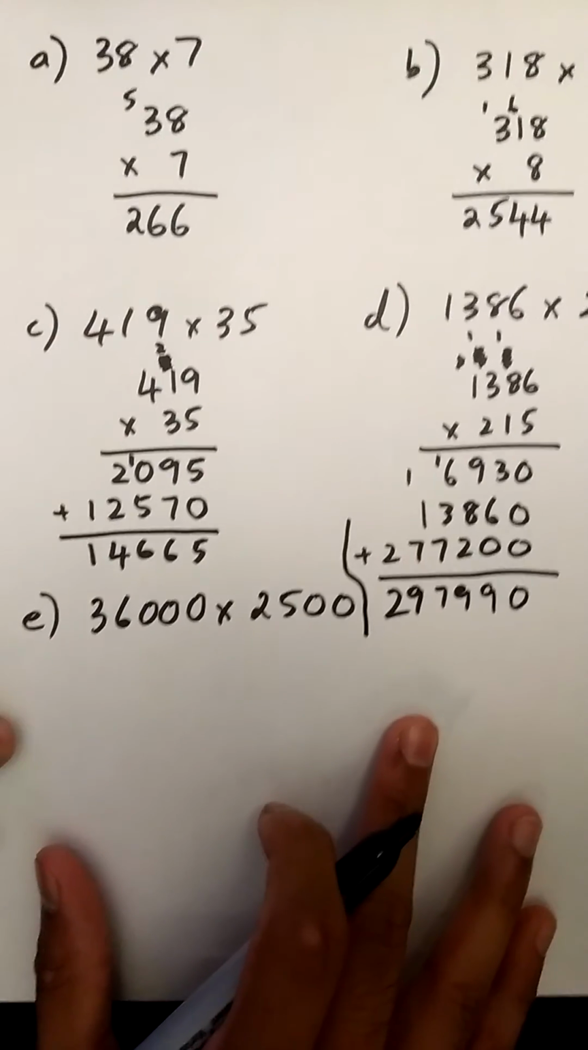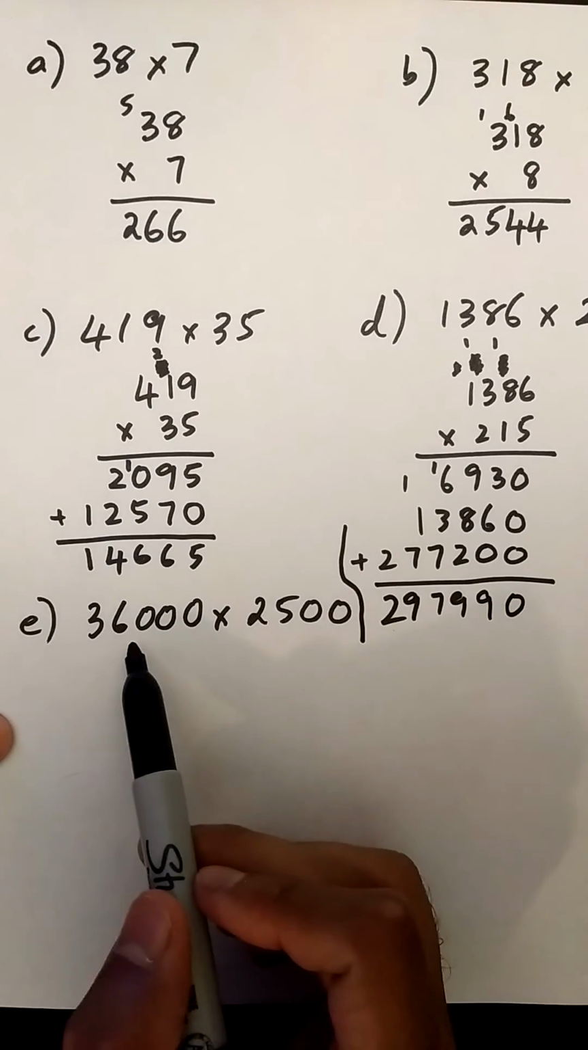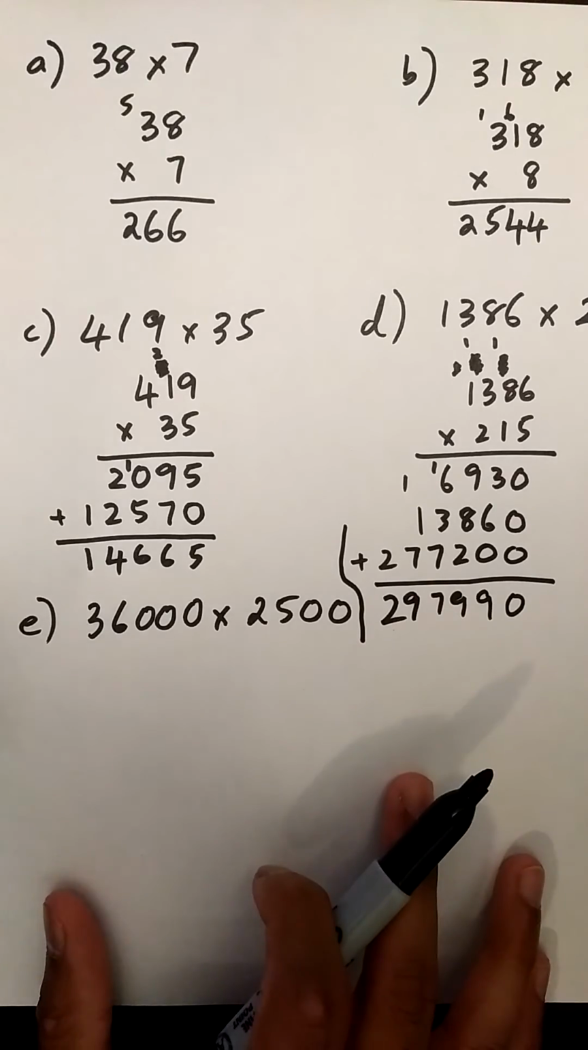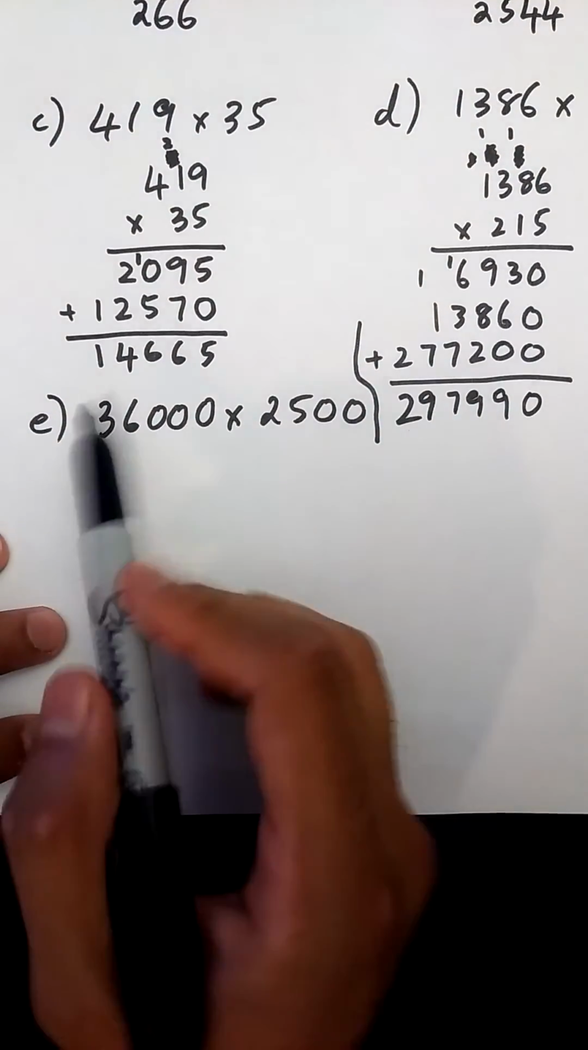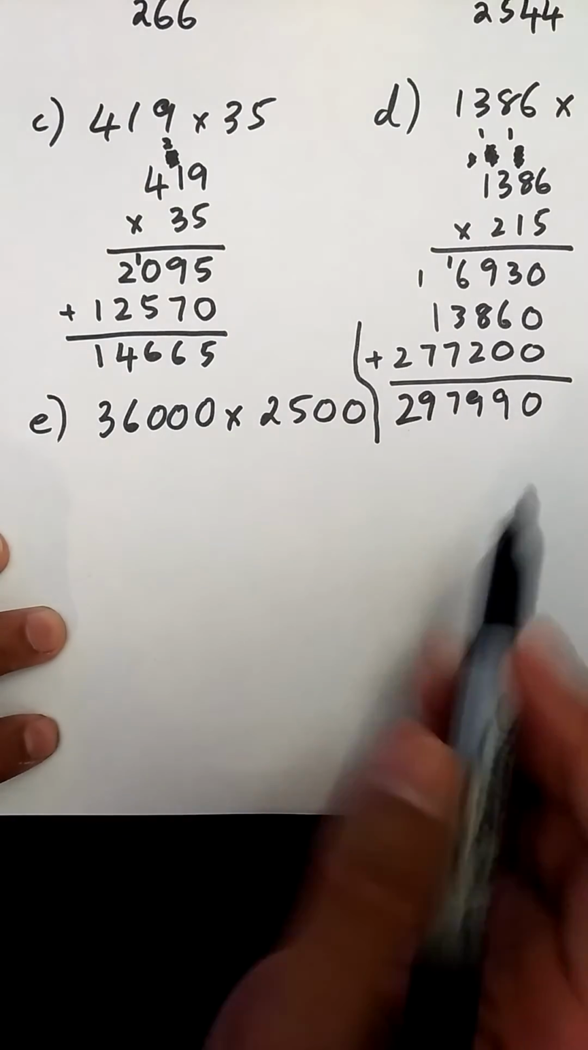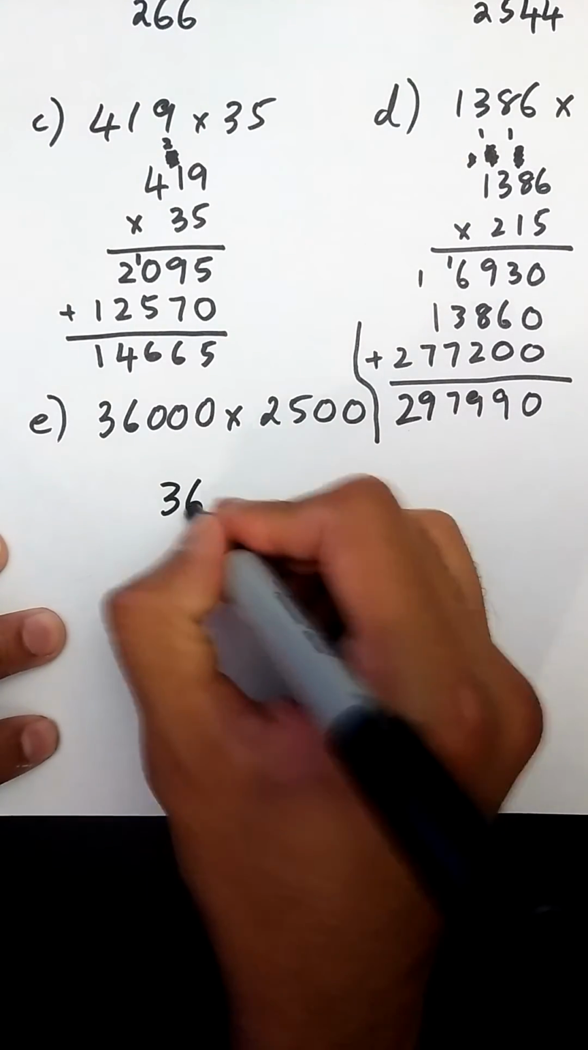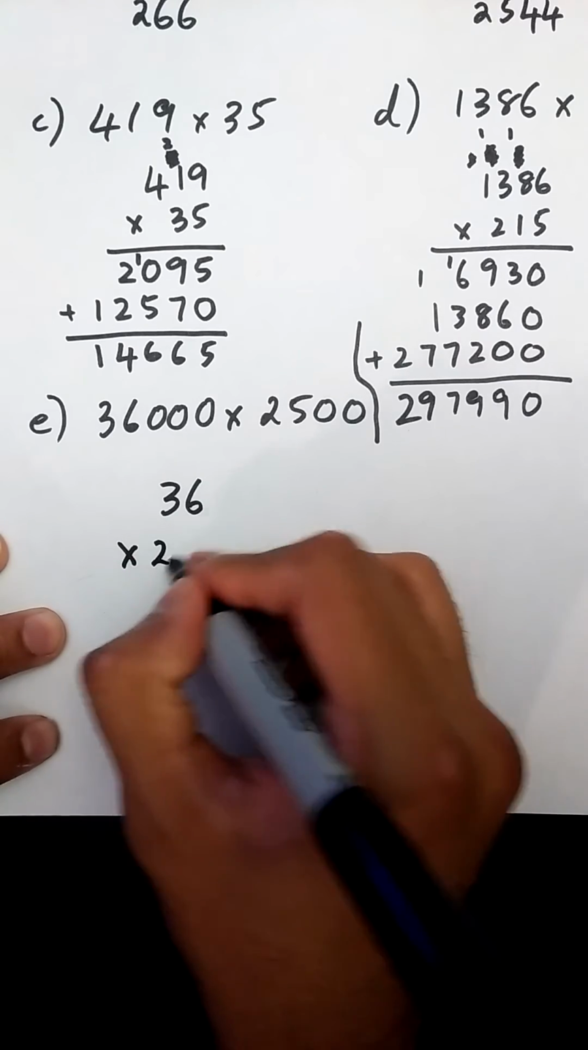Last question, part E over here. What you notice in part E is there are a lot of zeros at the end of this question. When you have zeros at the end of the numbers, you don't have to include the zeros in your multiplication. So for this example, I'm going to do 36 times 25.